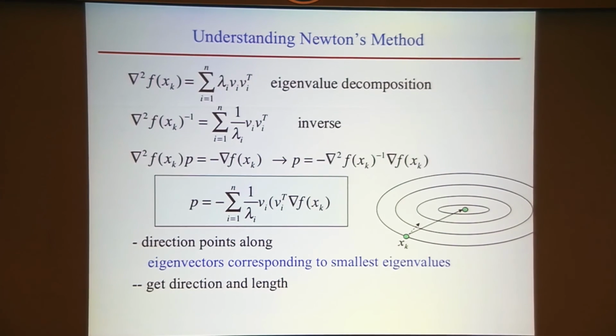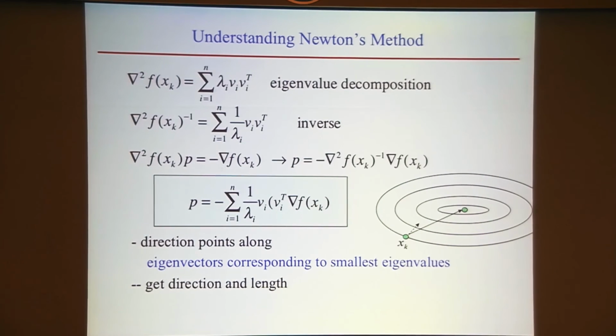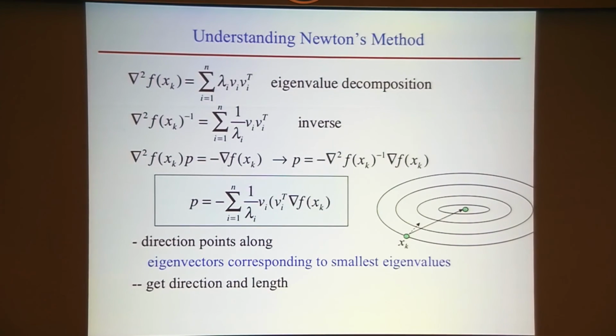So for instance, in the stochastic gradient method, the gain is a very difficult parameter to choose. Whereas the step length parameter for Newton's method is very easy to choose. Normally it's 1, choose 1, because the scale is given to you by the eigenvectors of the problem.